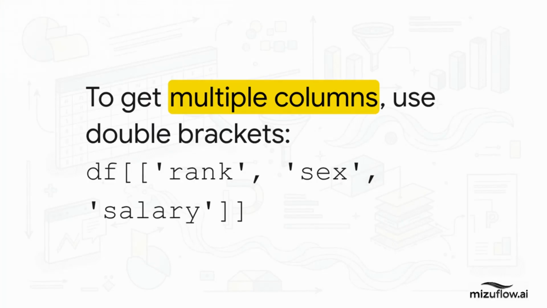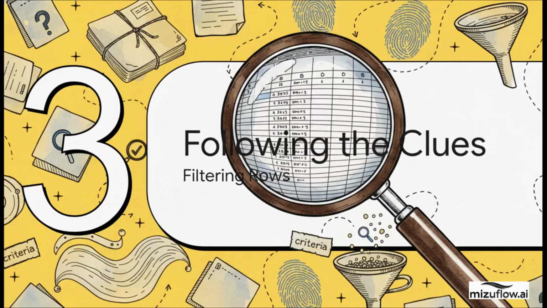Now, here's a detail that trips up a lot of people at first, so it's really crucial. If you want to pull multiple files or multiple columns, you have to give Pandas a list of those column names. And how do you make a list in Python? With brackets. That's why you see double brackets here. The outer set tells Pandas, hey, I'm selecting something, and that inner set is actually creating the list of columns you want.